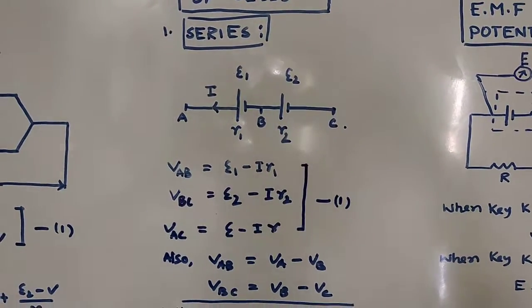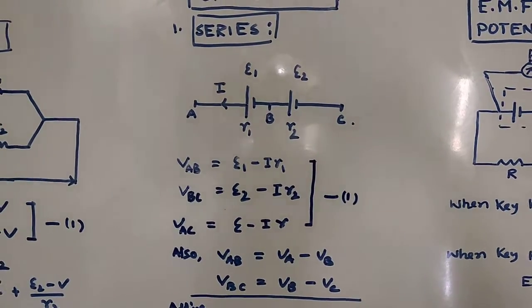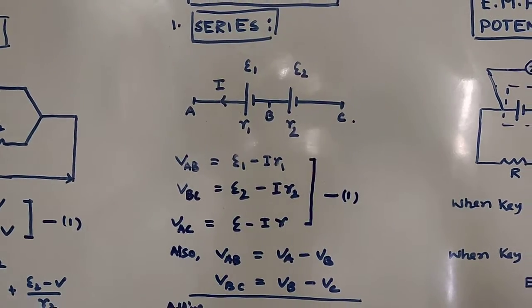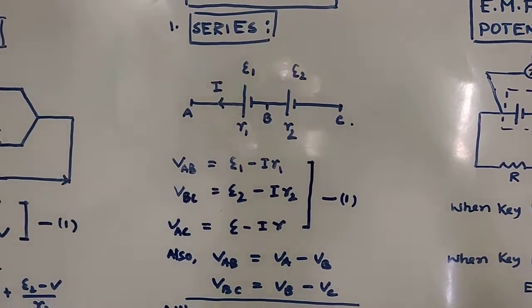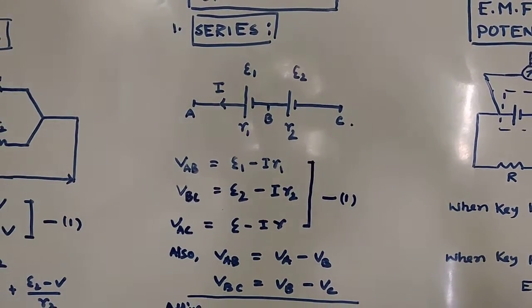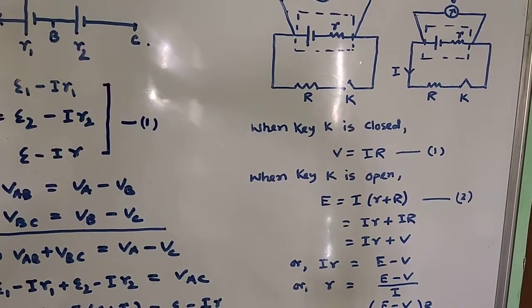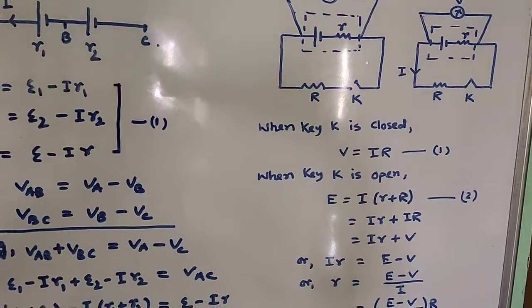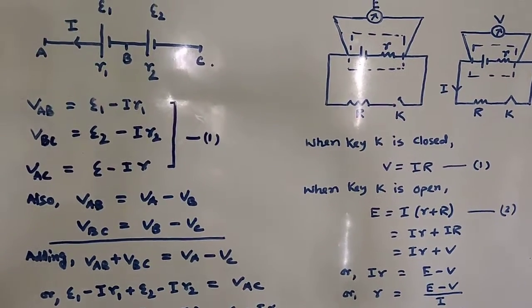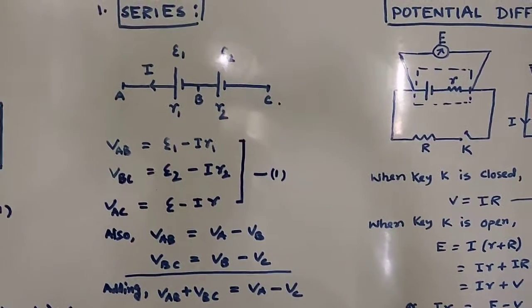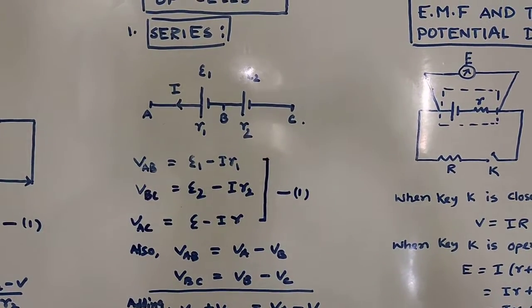First cell has an EMF E1 and internal resistance r1. We have not shown the internal resistance part; you can show it, it's up to you. And the second one is E2 and small r2. Now current I is flowing, from the positive terminal, obviously. So potential difference across AB will be E1 minus Ir1. We have used equation 2, basically simplified equation 2, that is E equal to I small r plus V. So V equal to E minus Ir. So V_AB is E1 minus Ir1, where r1 is your internal resistance, and V_BC is your E2 minus Ir2.